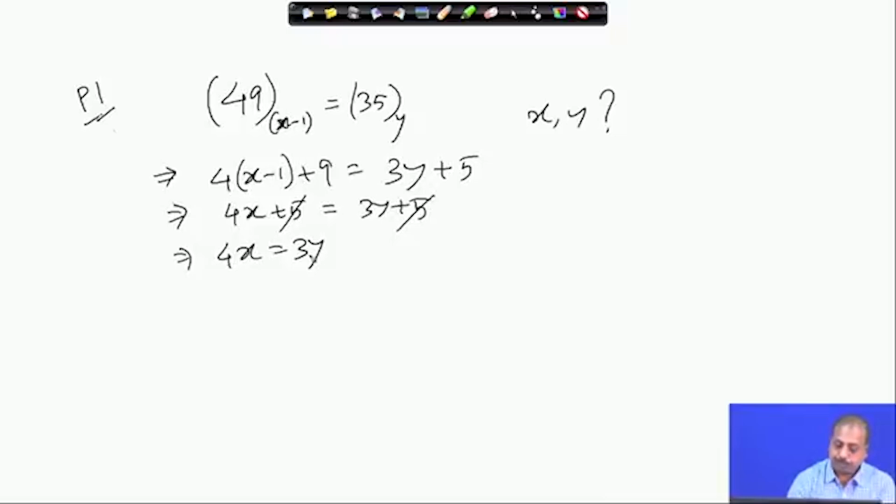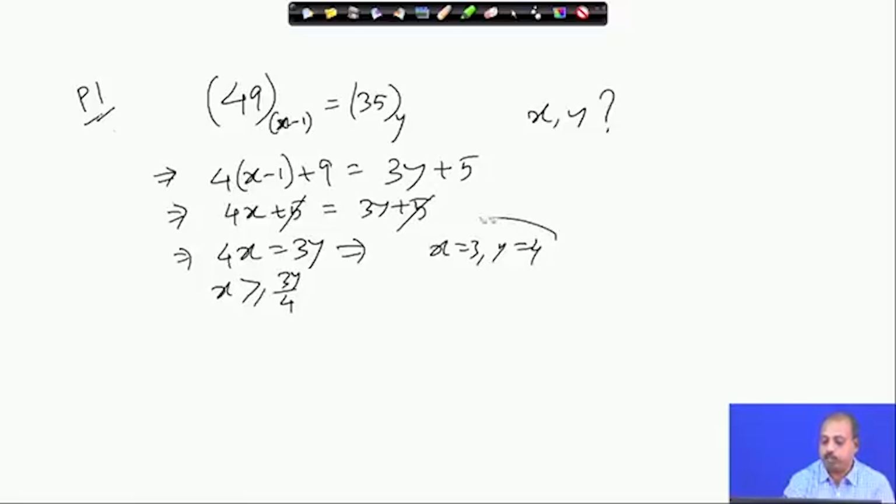Now, how can this happen, 4x equal to 3y? At the same time we can say that x should be greater or equal to 3y by 4. That is the final condition that turns out here. Now, this condition has to be satisfied, and there is another requirement. There can be many values; this equation can be satisfied by putting x equal to 3 and y equal to 4, but can it be a solution? Can x equal to 3, y equal to 4 be a solution to this system?